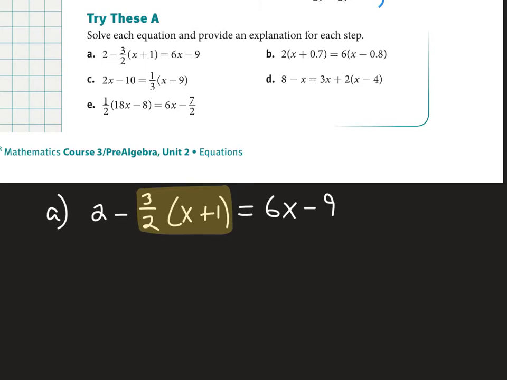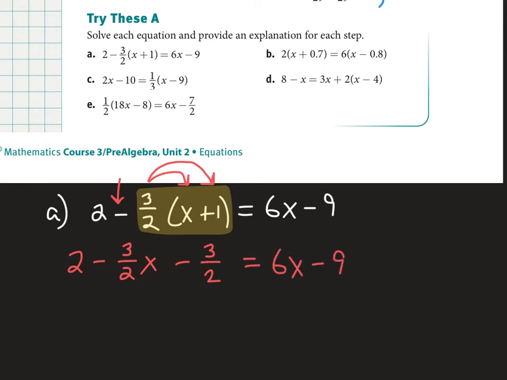What the distributive property tells us is that that 3 over 2 is going to get multiplied by the x and then also by the plus 1. This 2 at the very beginning, we can't combine with anything yet. It's going to be 2 minus, and then we need to do this multiplication. We can't do the subtraction first. So 3 halves times x is just 3 halves x. And then, remember, we do have a minus sign here, it's minus 3 halves times 1. Anything times 1, of course, is just itself.